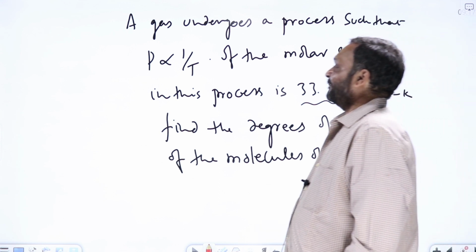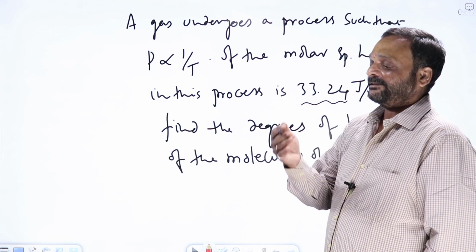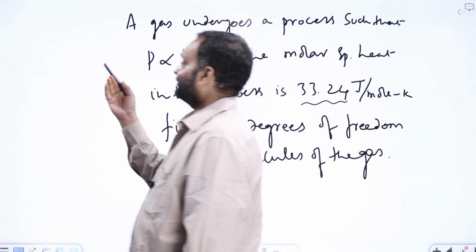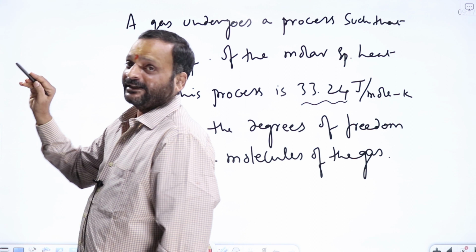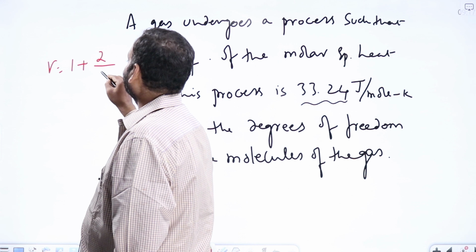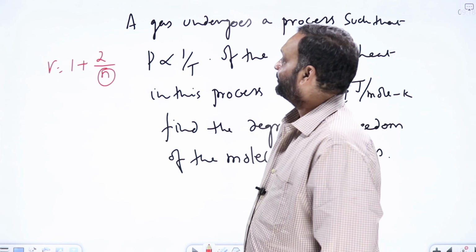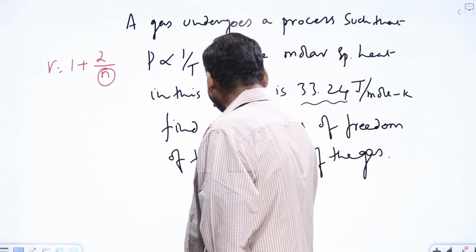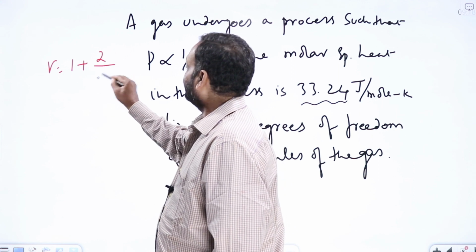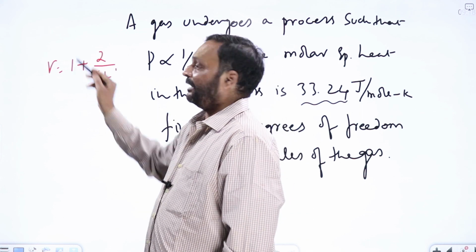Now, which gas he has not mentioned. Once I know which type of gas it is, then I can find the number of degrees of freedom. Why? There is one formula we have seen. Degrees of freedom and the gamma value of a gas are related as gamma equal to 1 plus 2 by N, where N is the number of degrees of freedom. We can write this as F also, because we are using N for the polytropic exponent. So gamma equals 1 plus 2 by F, where F is the degrees of freedom.